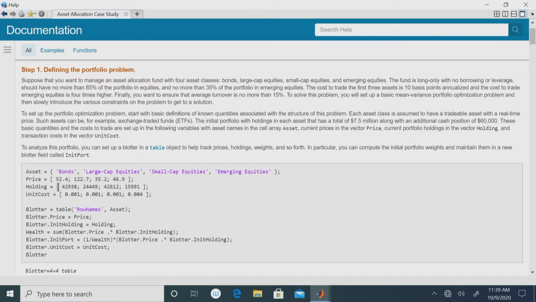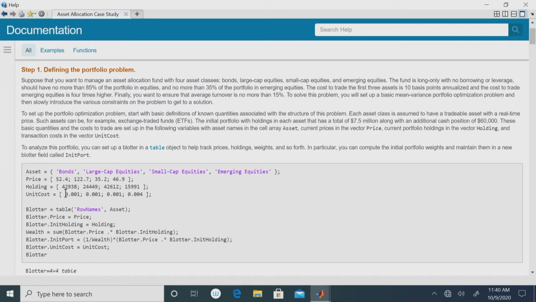Now, the next thing that we talk about is the holding. So, the holdings are 4 numbers, that is 42938, 24449 and so on. So, this holding indicates the number of units of each of those assets that you are holding as a part of the initial portfolio. See, it is like setting up some initial condition. So, you just buy some initial portfolio, and if you observe carefully, this means that, for example, if I look at 42612, these are the number of units of some exchange traded fund on small cap equities that you have invested in.